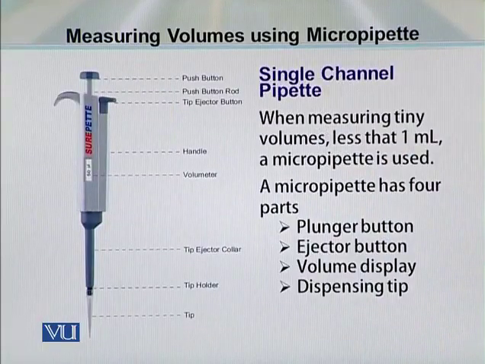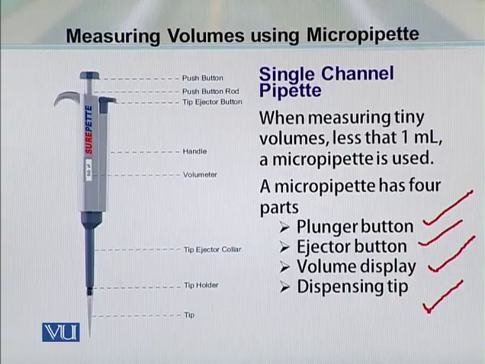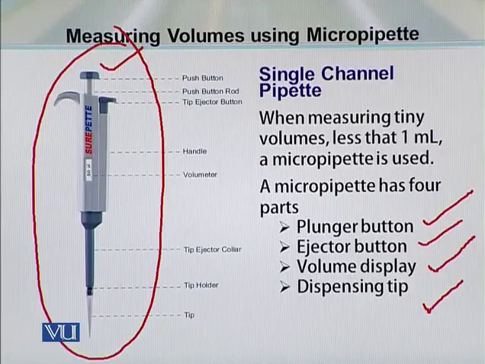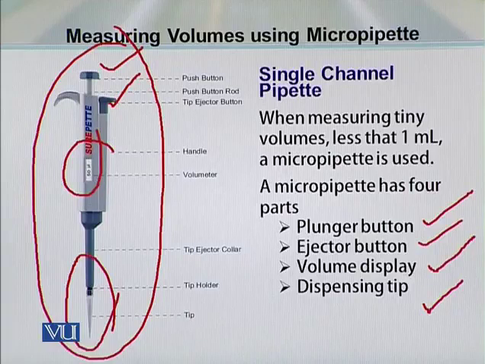The single channel micropipette has four important parts. It has a plunger button, it has an ejector button, it has a volume display and a dispensing tip. If you look at this picture, this is a standard micropipette. This standard micropipette has this one, the plunger button, then there is this ejector button. This particular region shows you the volume, and this particular region, the other tip, is the dispensing tip.